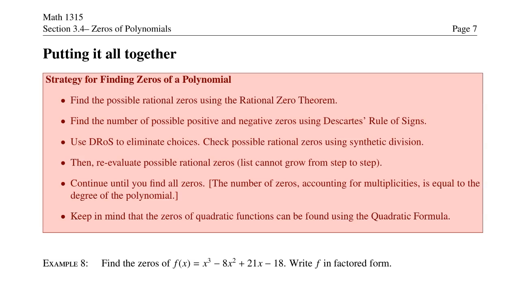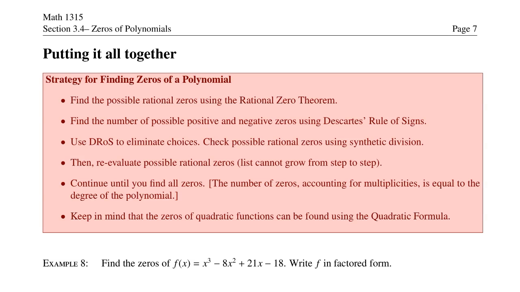Then reevaluate possible rational zeros. The list cannot grow from step to step, but as you find zeros, the list can actually shorten. Continue until you find all the zeros. Remember, the number of zeros with their multiplicities is equal to the degree. And then keep in mind that the zeros of a quadratic function can be found using the quadratic formula.